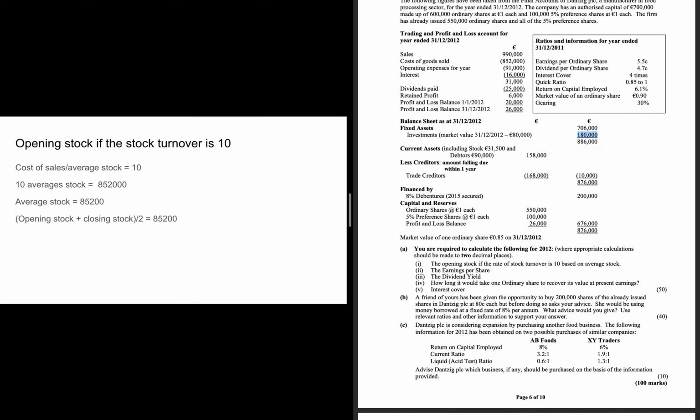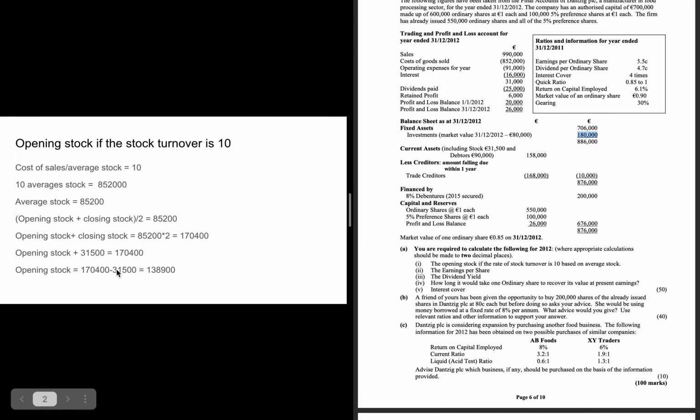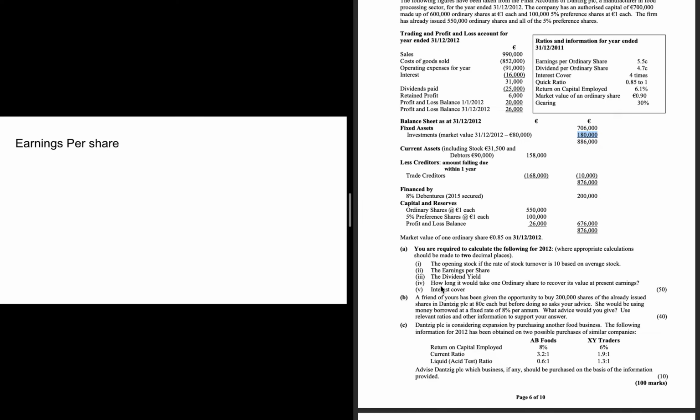Because if one is below the average, the other has to be above the average by the same number. Now the other way, of course, is opening stock plus closing stock over 2, cross multiply, and you'll get opening stock plus closing stock is 85.2 by 2, so 170,400. And then we've got our closing stock, as we said, of 31.5. Opening stock plus 31.5 is 170,400. Take it away and you get 138,900.